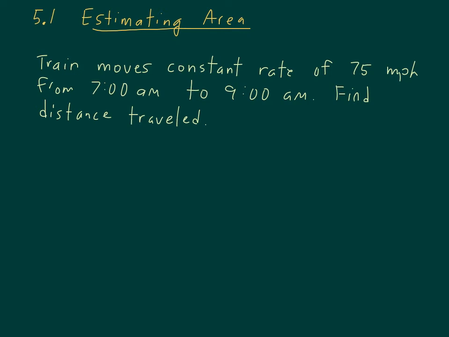Okay guys, welcome to chapter 5. 5.1 deals with estimating area. So to kick things off here, we're going to look at a classic train example.